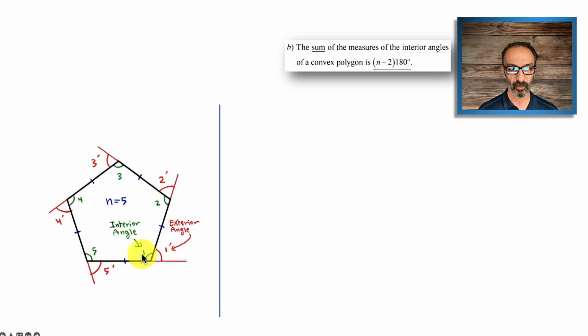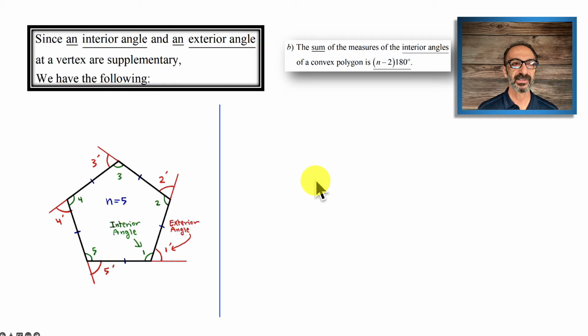So if you add the 1, 2, 3, 4, and 5 measures in green as interior angles, you're going to end up with n minus 2 times 180. In this case, it's n equals 5, so it's 5 minus 2 times 180. Since an interior angle and an exterior angle at a vertex are supplementary. Supplementary means they add up to 180. Complementary means they add up to 90. So the interior and the exterior add up to 180.